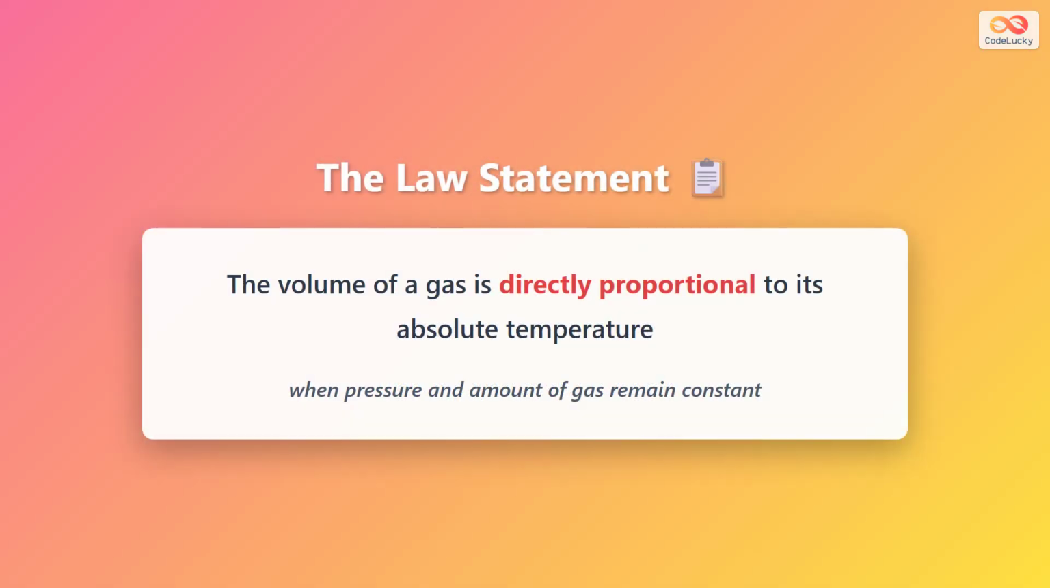Charles's law states that the volume of a gas is directly proportional to its absolute temperature. This means that as temperature increases, volume increases proportionally, and as temperature decreases, volume decreases proportionally. However, this relationship only holds true when pressure and the amount of gas remain constant. These conditions are crucial for the law to apply accurately. In other words, if you keep the pressure the same and don't add or remove any gas, changing the temperature will predictably change the volume.